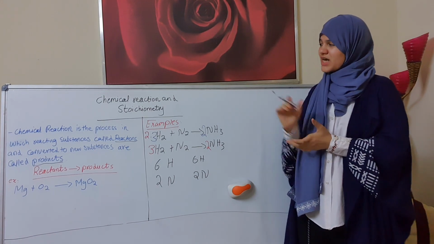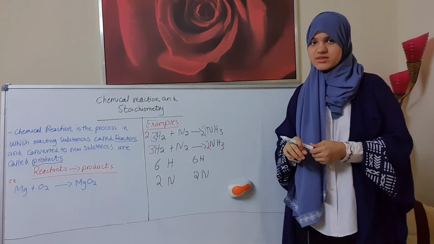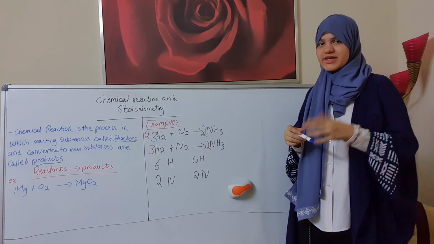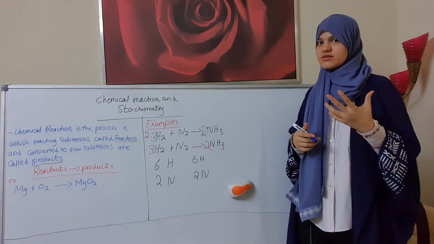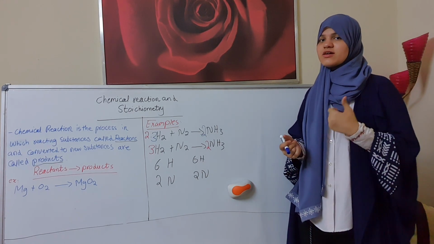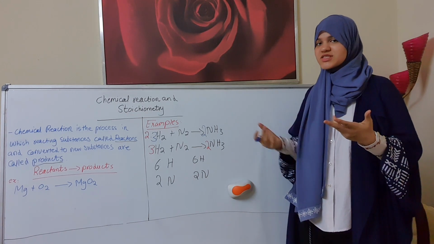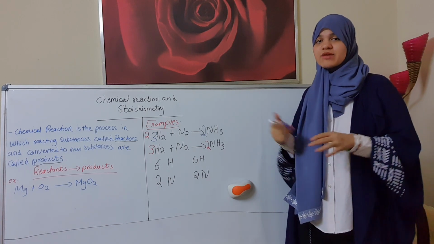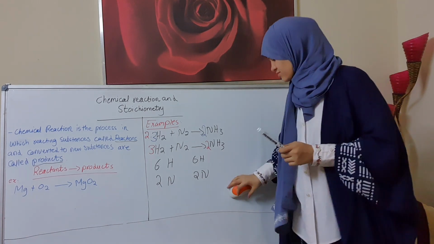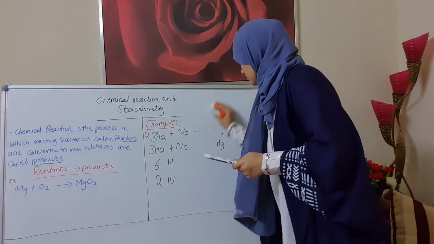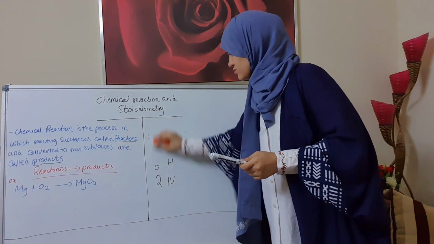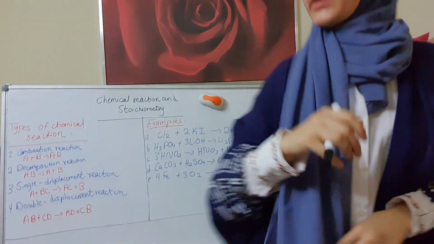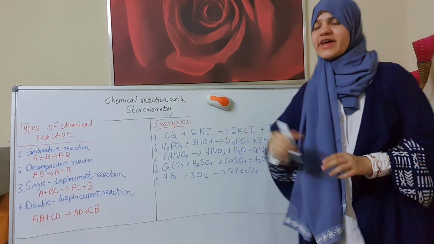Now let's go for the types of chemical reactions. I think you know about the combination, decomposition, single displacement and double displacement, and redox reaction. Now we will see all of them and their examples together. Now let's continue with the types of chemical reactions.